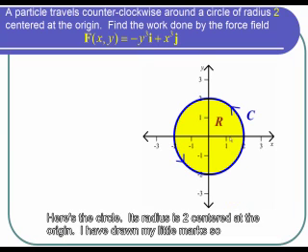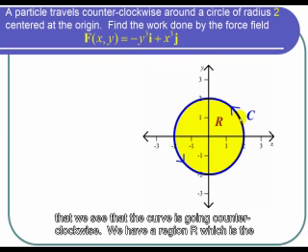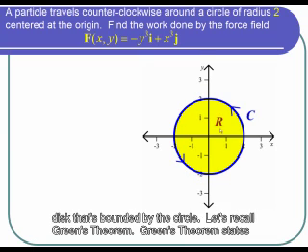Here's a circle. Its radius is 2, centered at the origin. I've drawn my little marks so that we see that the curve is going counterclockwise. And we have a region R, which is the disk that's bounded by the circle. So let's recall Green's theorem.